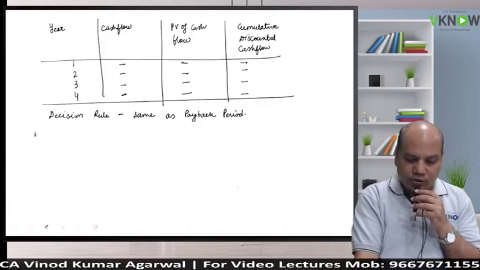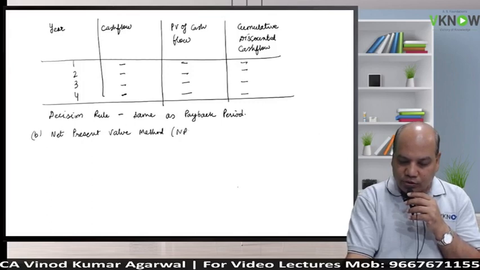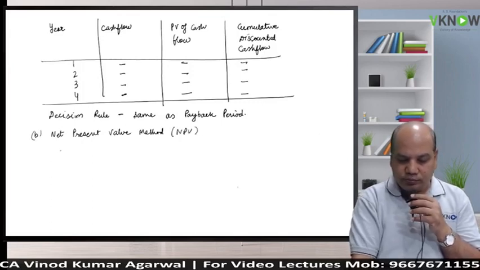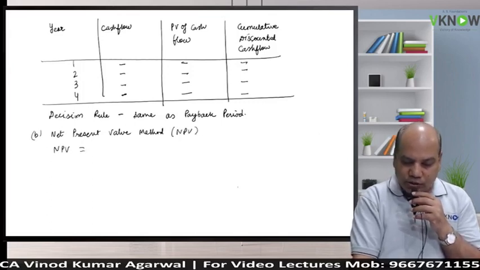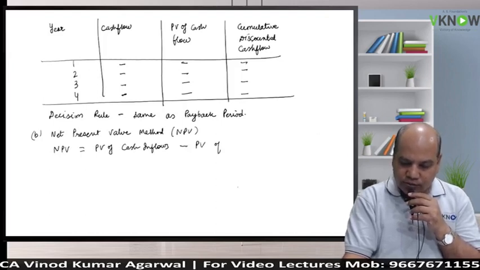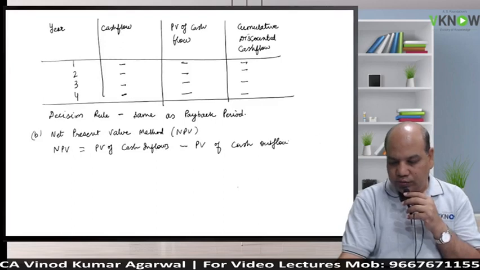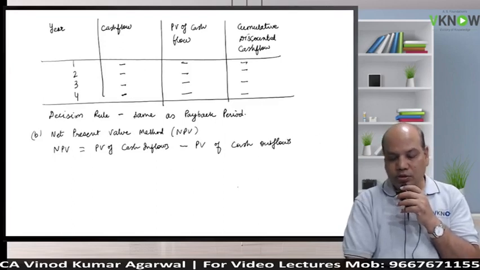So now write down point number B, net present value method. Net present value method is the most important method, which is called NPV method. NPV is equal to PV of cash inflows minus PV of cash outflows.